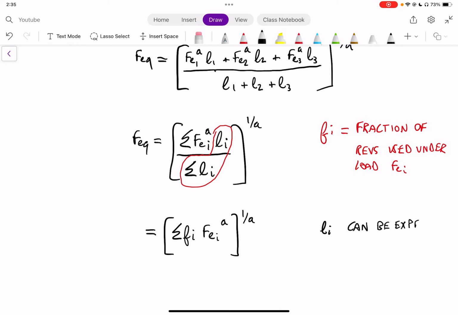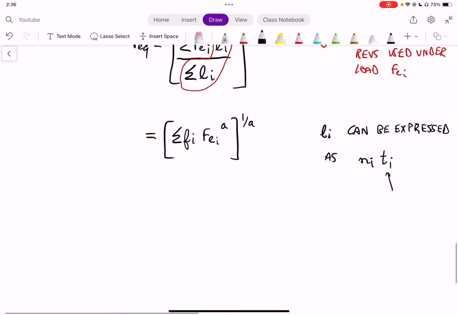It can be expressed as Ni times Ti. Okay, so Ni Ti, where Ti is a time fraction or time period, and Ni is the rotational speed.